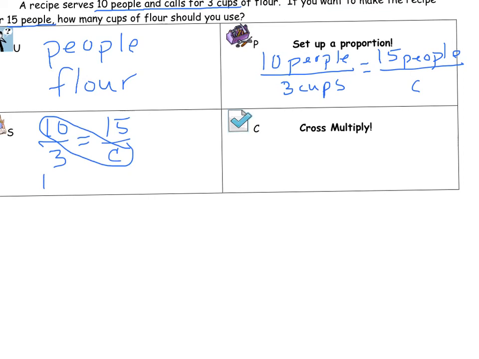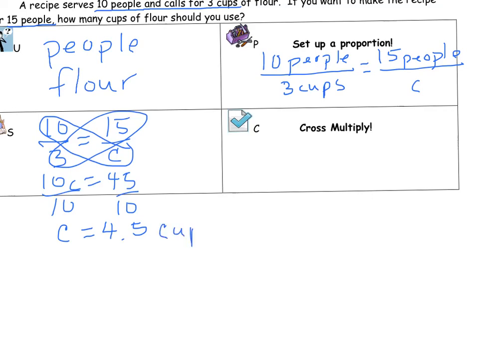10 times C is 10C. 3 times 15 is 45. And then we'll divide both sides by 10. So C is equal to 4.5. In other words, I want to check to make sure that I answered my question. How many cups should I use? I should use 4.5 cups.